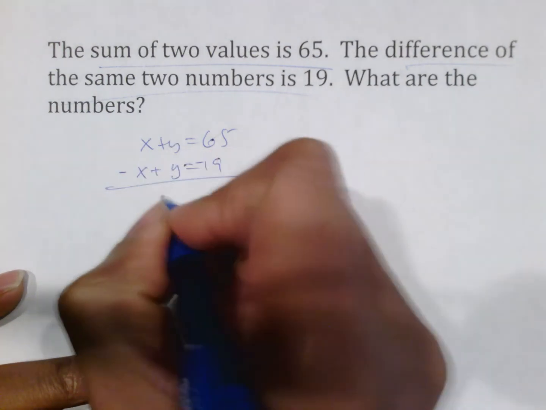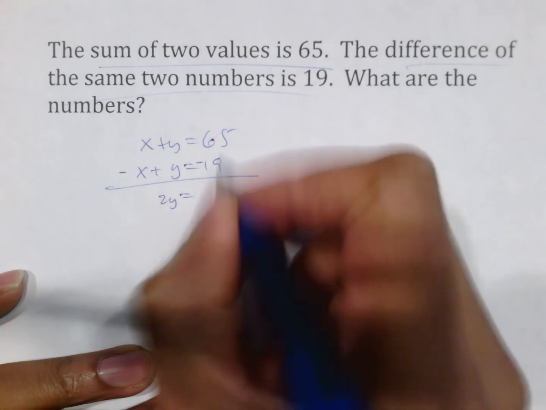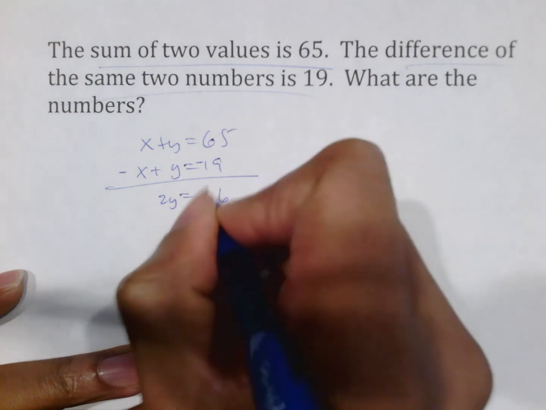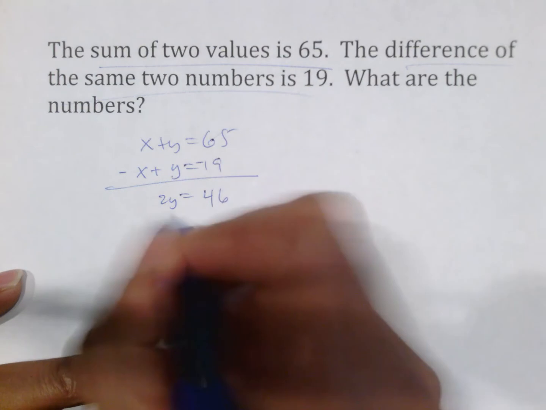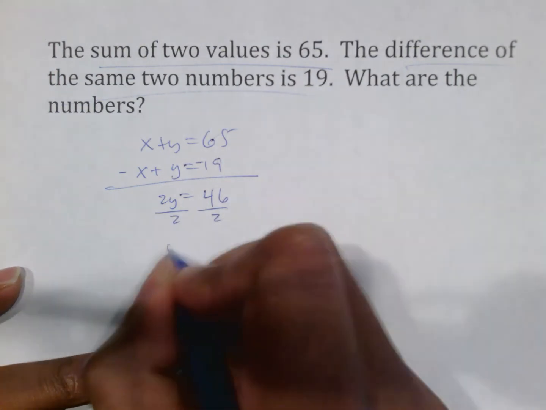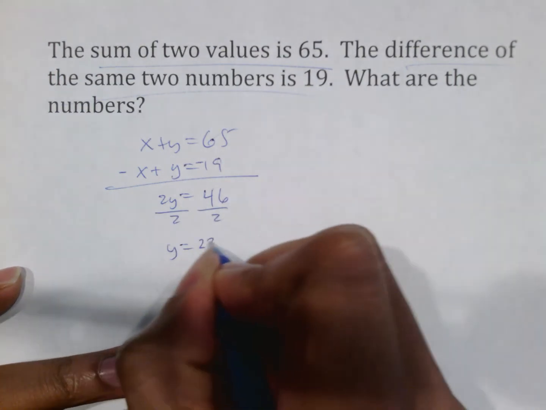My x's go away. I end up with 2y equals 46. 9 plus 6 is 15, yep. And then divide by 2, getting y is equal to 23.